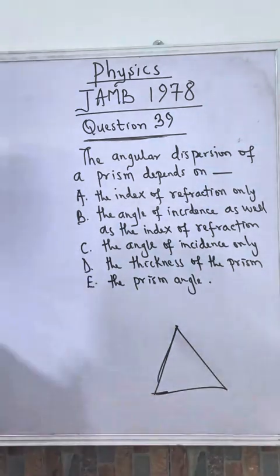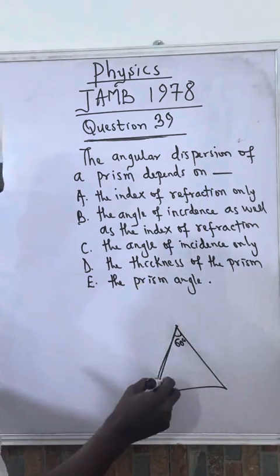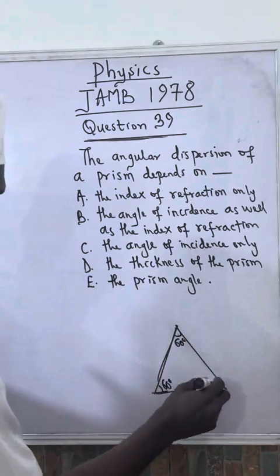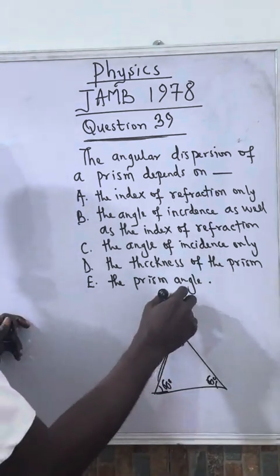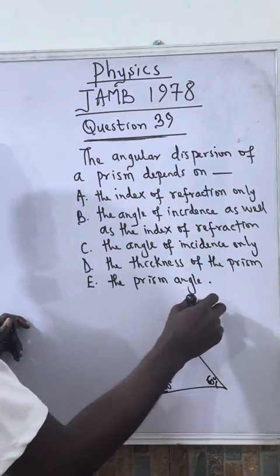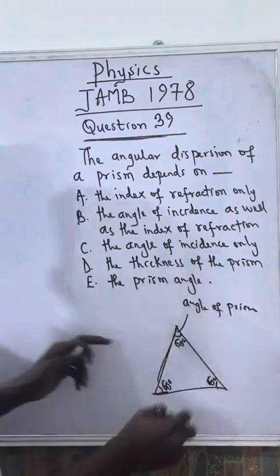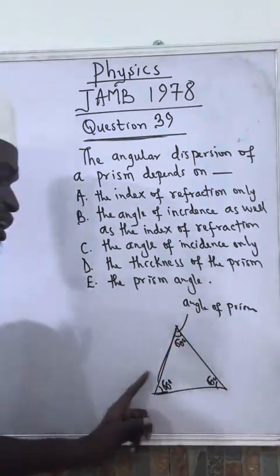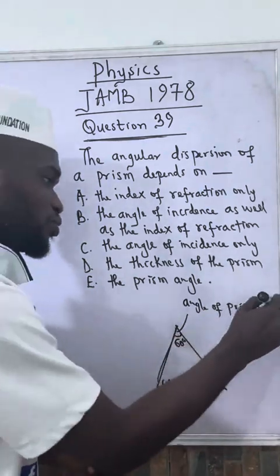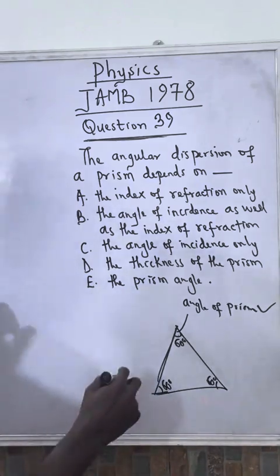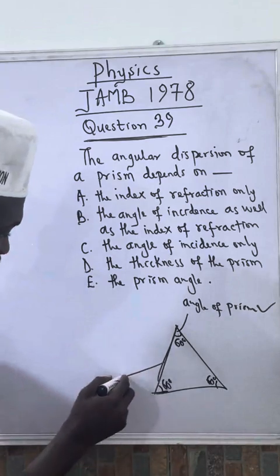equilateral triangle. Now you know that an equilateral triangle is made up of 60 degrees all through. 60 degree, 60 degree. So this 60 degree is what we call the angle of prism, or you call it the prism angle. The light that passes through this prism depends on this angle. That's number one.